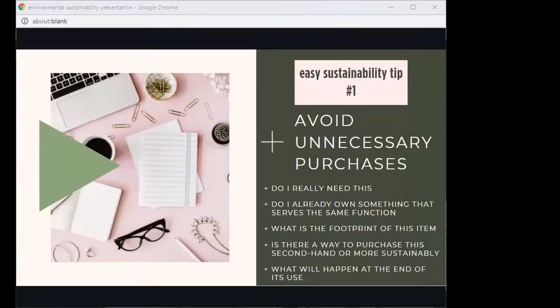Or you can ask yourself for things that you envision yourself purchasing in the future, just get into the habit of asking yourself these questions. It can really help break the mindless spending and consuming that we go through. So that's my quote unquote easy sustainability tip number one. Just don't buy stuff, or if you do, buy it with intention.